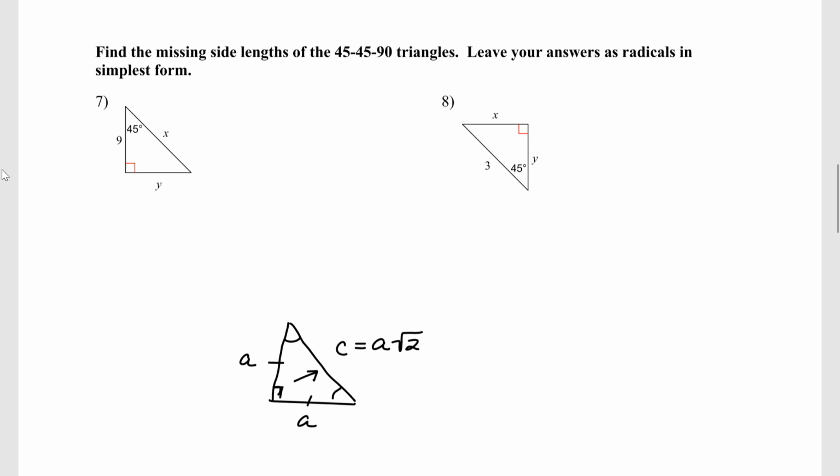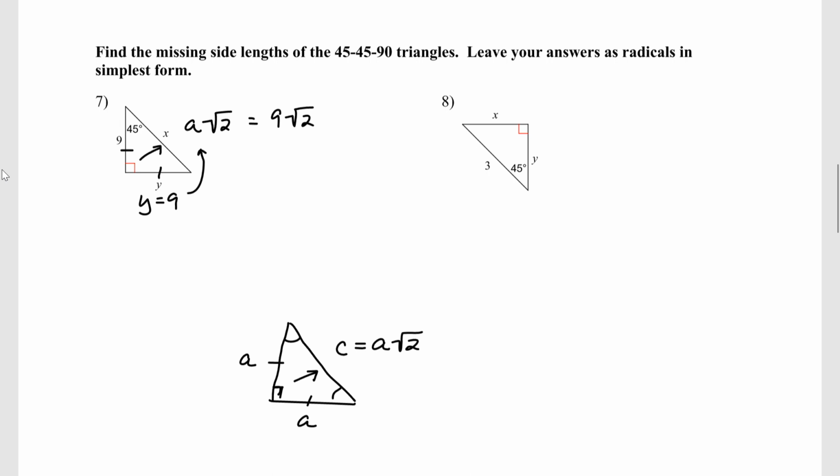Number 7, we have a leg, okay? Remembering that all of our legs here and here will be equal to each other. So y equals 9 as well. Now our hypotenuse, remember, it is just your leg, your A root 2. A, we found out was 9, so it's just 9 root 2.